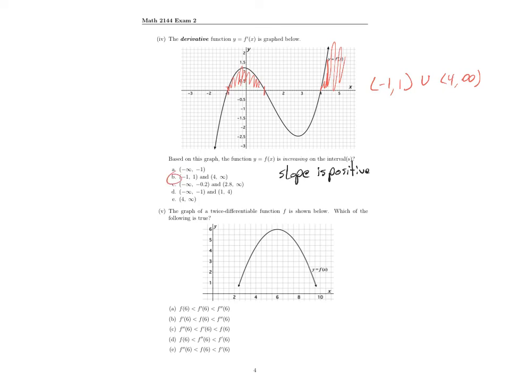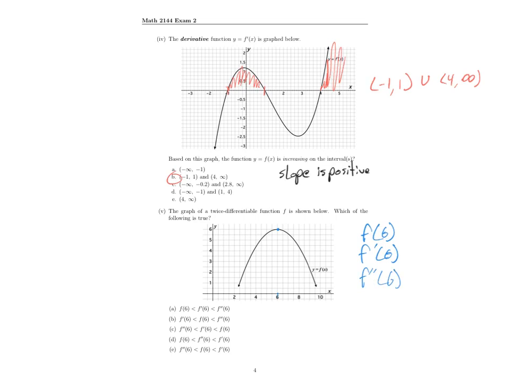So for question 2 with this graph down here, the graph of a twice differentiable function f is shown below. Which of the following is true? So we're asked to rank based on this value right here, essentially this point right here of x equal to 6, the values of f of 6, f prime of 6, and f double prime of 6.